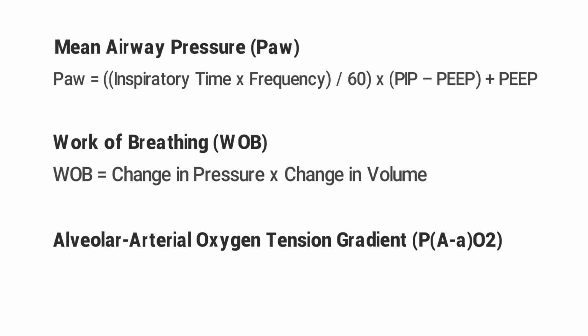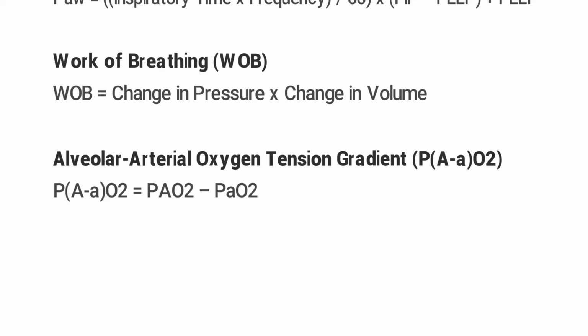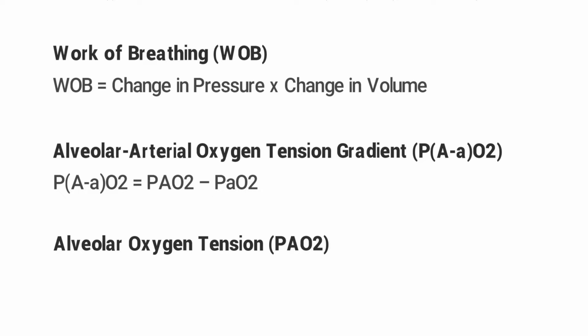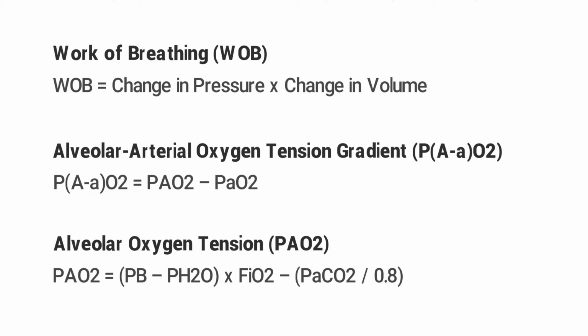Alveolar arterial oxygen tension gradient, or P big A minus little a O2. This gradient is equal to the alveolar partial pressure of oxygen minus the arterial partial pressure of oxygen. So basically P big A O2 minus P little a O2. Alveolar oxygen tension, which is equal to the barometric pressure minus the water vapor pressure multiplied by the FiO2 minus the PaCO2 divided by 0.8.